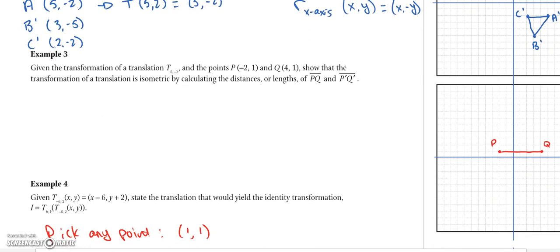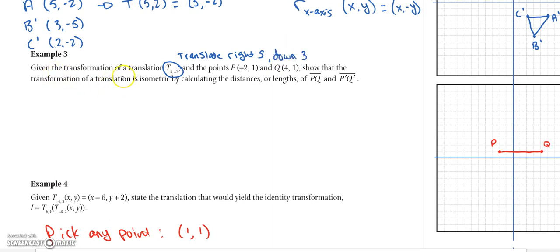Okay, example 3. Given the transformation of a translation T(5, -3). Here's what this means: the 5 is the horizontal movement, so positive 5 is right 5. The second number is vertical, so in the negative direction, 3 units. That's going to be down 3.